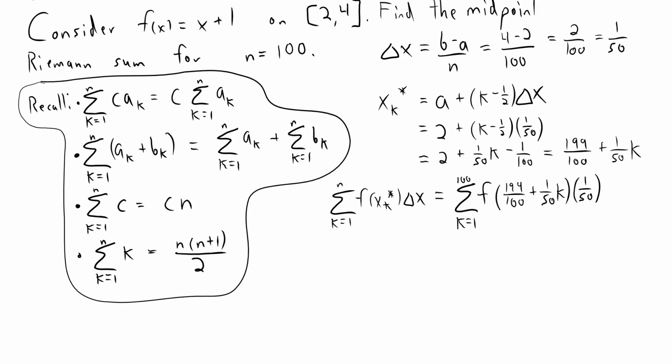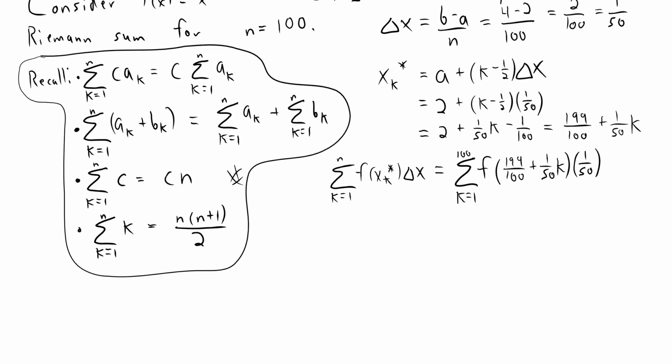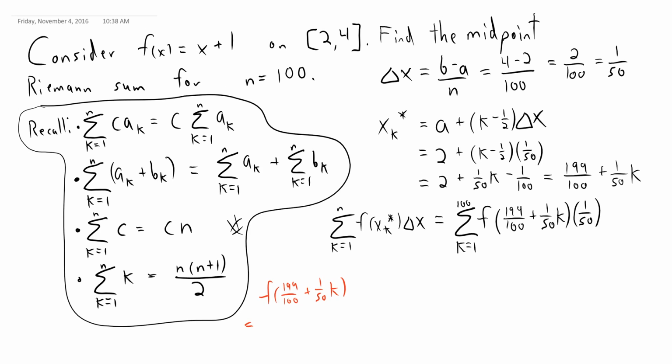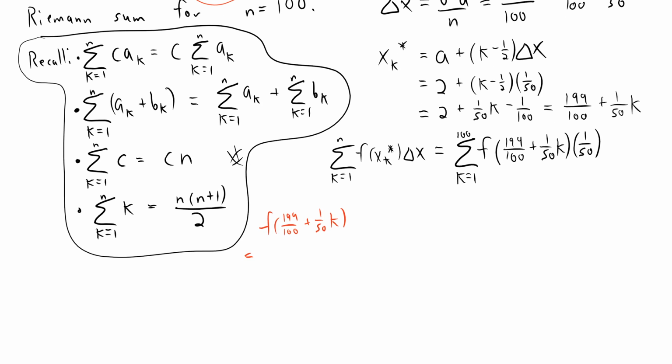Well, I've also included on your screen a little bit of the sigma algebra. So in this circled enclosed area, we have some of the sigma algebra from yesterday. So where we would go from here, my general recommendation would be to get a better idea of what f of 199 over 100 plus 1 over 50k looks like. In this instance, the function is x plus 1, so we're going to take 199 over 100 plus 1 over 50k, so that's our x value, and we're going to add 1 to it.